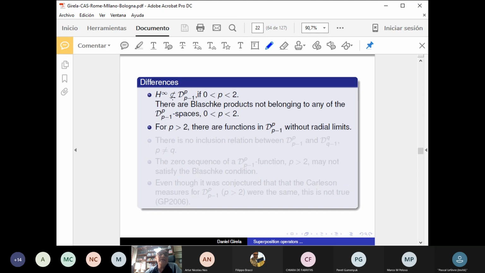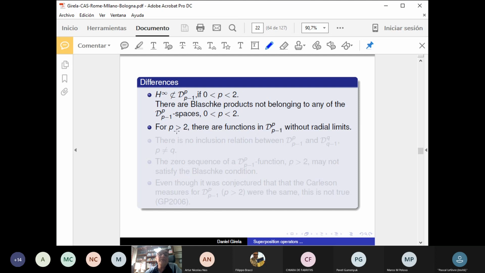Well, H infinity is, of course, included in all H^p spaces, but H infinity is not included in the space D^p_{p-1} when p is smaller than 2. There are functions here which are not bounded. In fact, there are even Blaschke products which are not in any of the D^p_{p-1} spaces. These are different for p smaller than 2.